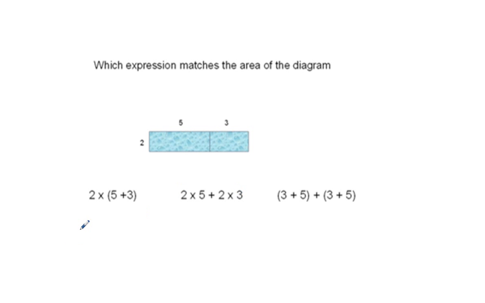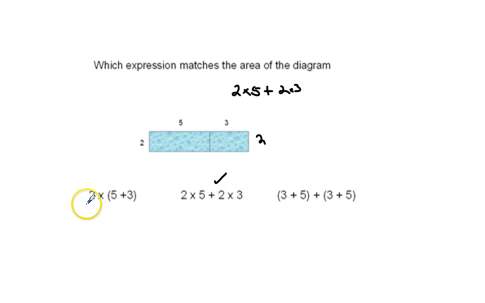In this problem, it's asking me which expression matches the area of the diagram. So I see that I have a 2 on this side, which also means that I have a 2 on this side. So technically, I have 2 times 5 plus, that's the area of the first rectangle, plus 2 times 3. So I see that this is one area that matches. So just to be sure, I'm just going to put a check mark here. I'm going to take a look at the other ones.